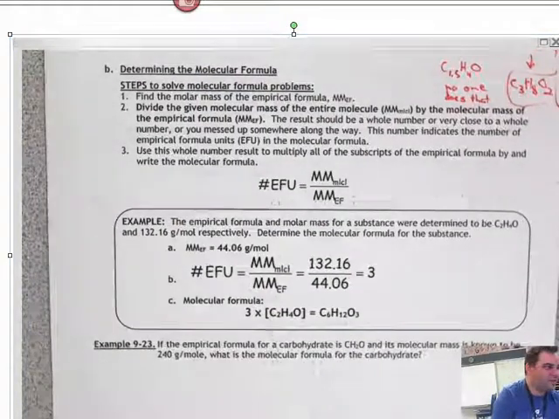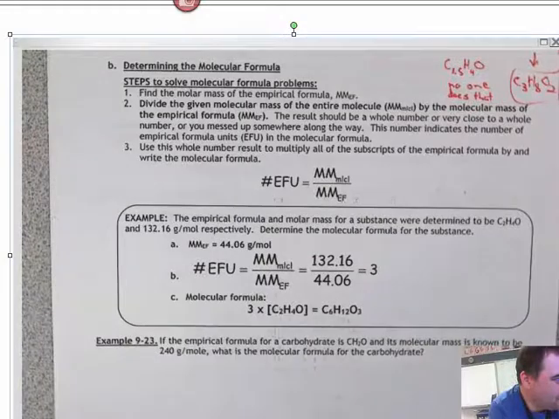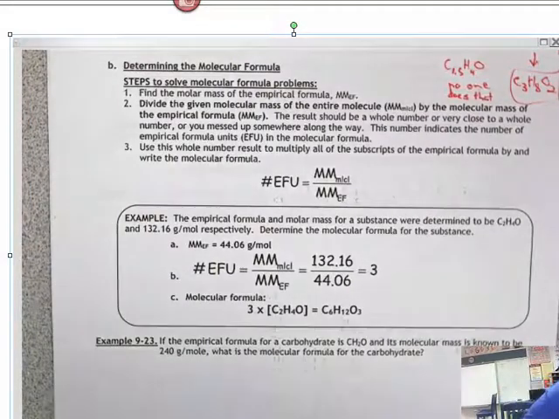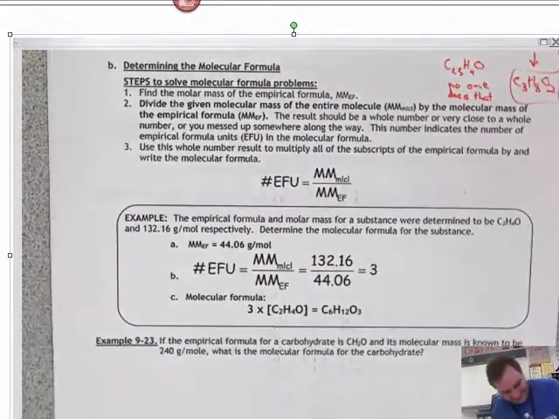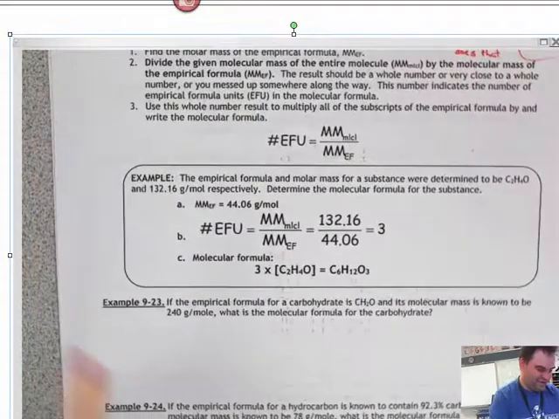Determining molecular formula. Steps for solving molecular formula problems here. Step 1, find the molar mass of the molecular formula. Step 2, find the molar mass of the empirical formula. Step 3, get a ratio. That is how you do these problems. Okay? Do it a little differently, but we'll see here.